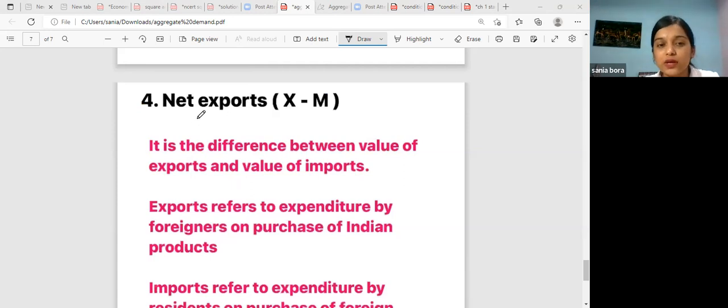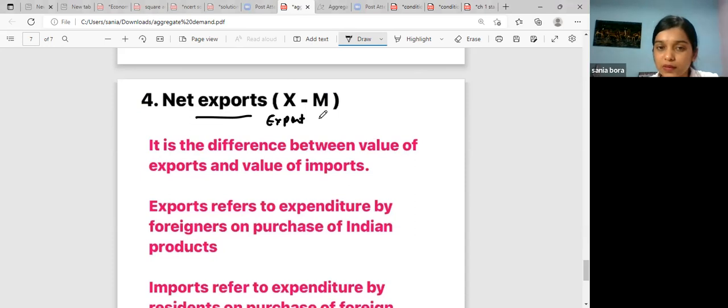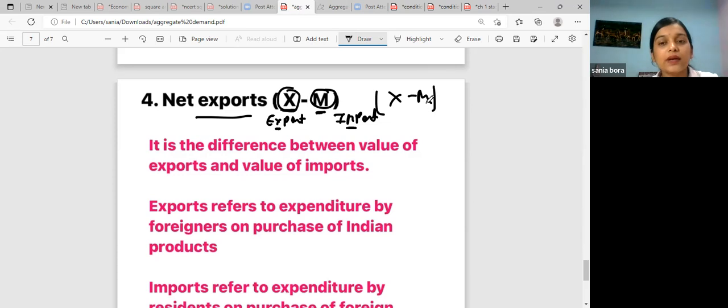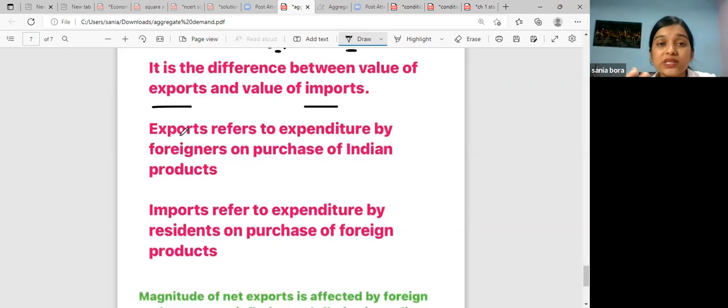Export, see, this is for export and this is for import. The formula is, if you have to find net export, you have to subtract X and M. You are going to subtract import from export. This is the formula, X minus M, where X means export and M means import. So net export is the difference between the value of export and the value of import.